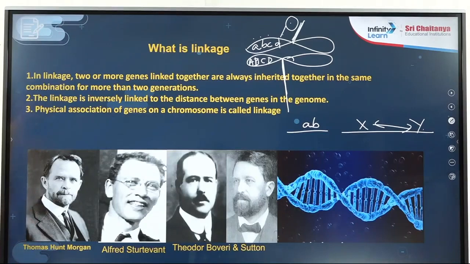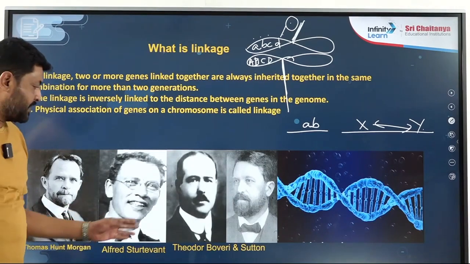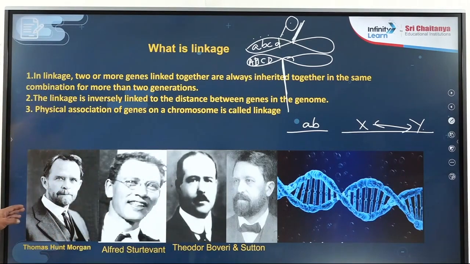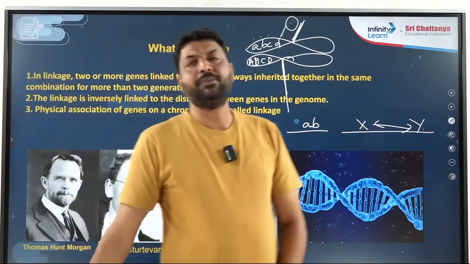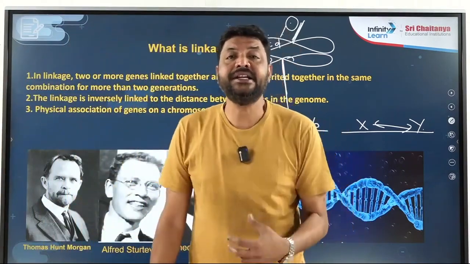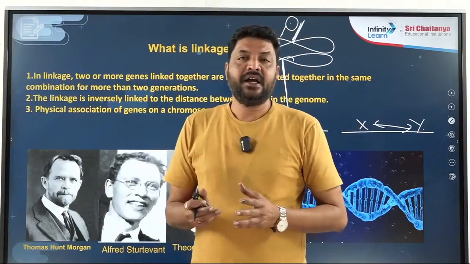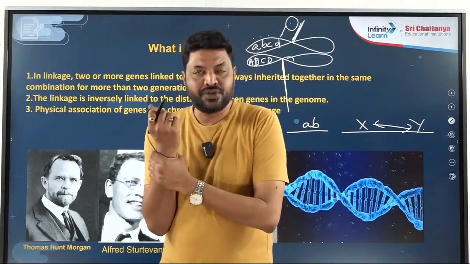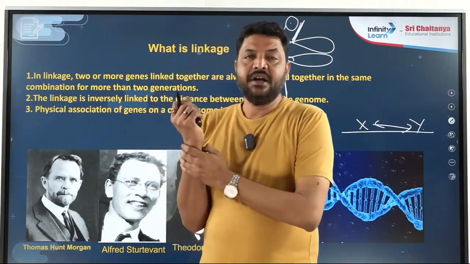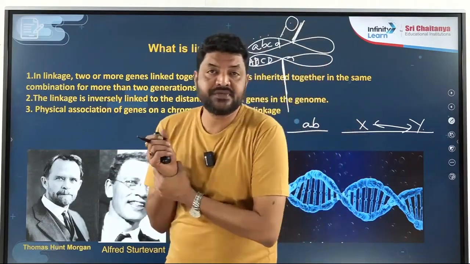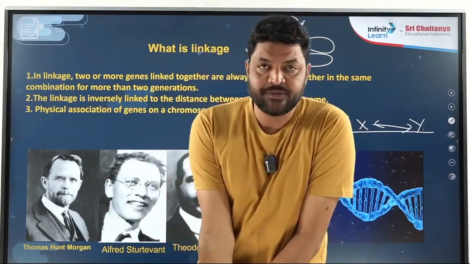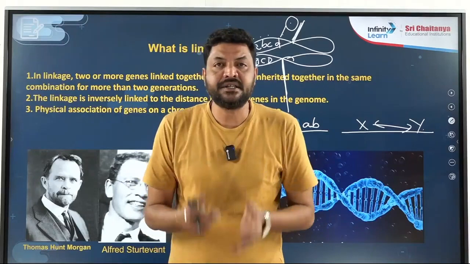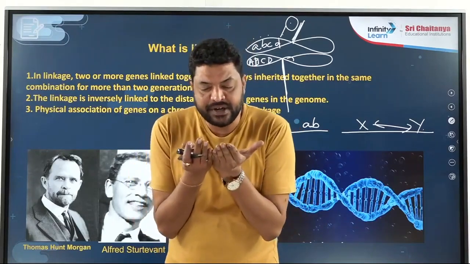You can have a look at Thomas Hunt Morgan, Alfred Sturtevant, Bovary and Certain. These are the photographs I have added here. Thomas Hunt Morgan, T.H. Morgan, is very popular. Personally, I like his work. He is a great scientist in my knowledge, because of course Mendel is the father of genetics. Thomas Hunt Morgan is known as the father of experimental genetics. Why I love his work personally is that T.H. Morgan started experiments by observing Drosophila.